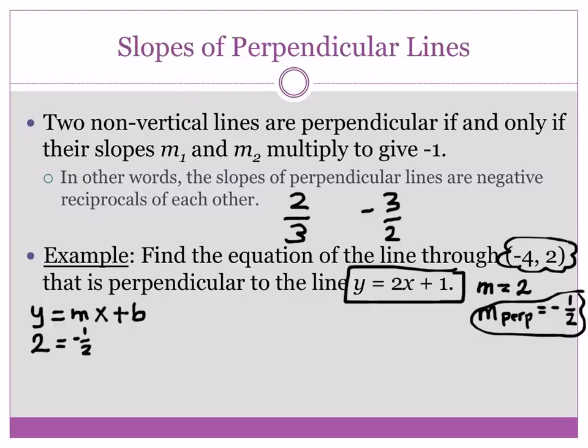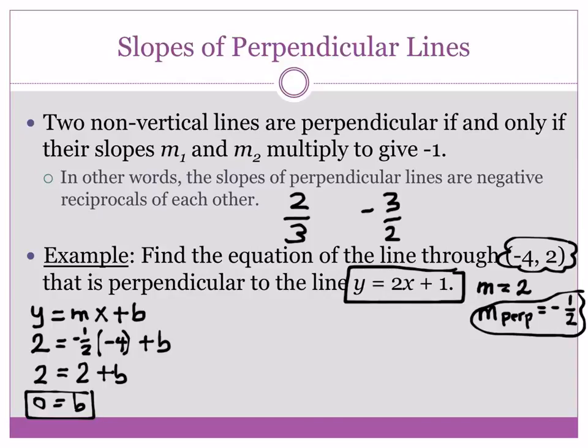2, right? What's the value they give you for x? Negative 4. So am I going to be able to solve this for b? Yeah, because that's the only thing that I still don't know. So this is 2 on the left. What is negative 1/2 times negative 4, excuse me? That's also a 2, yeah? So what does b equal? It happens to equal 0. So this is my b value. I already had my m value, negative 1/2.